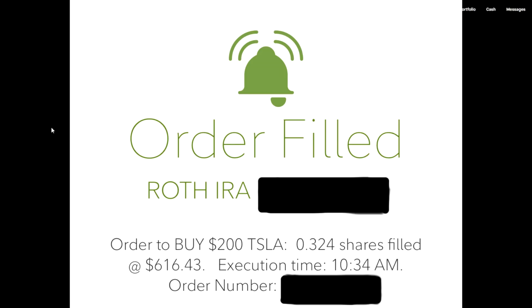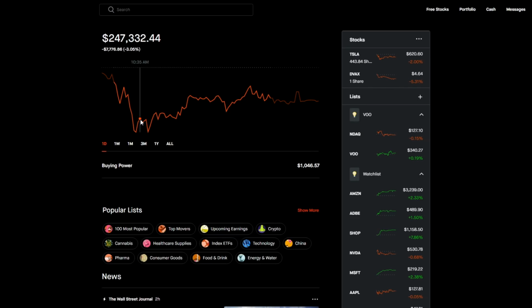But as you can see, this says order filled, and by the way, this was on Fidelity, and it says order to buy $200 of Tesla, which is 0.324 shares, filled at $616.43, and this order was filled at the time of 10:34 a.m. So that's exactly around that time period that I was talking about. So we got around a 3% discount, and I've already made a gain on this purchase so far today, as we can see with the trend going upwards for the rest of the day.